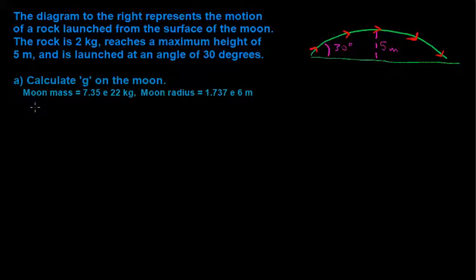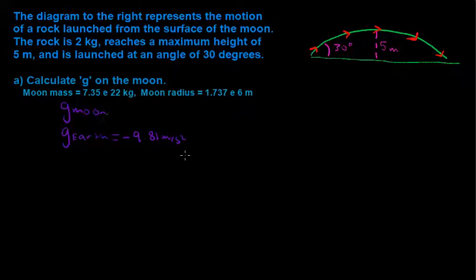which is asking us to calculate little g on the moon, otherwise known as acceleration due to gravity on the moon, which should be comparatively different to acceleration due to gravity on Earth, which is negative 9.81 meters per second squared. So obviously implicated by the question, we have to have some way of calculating little g.